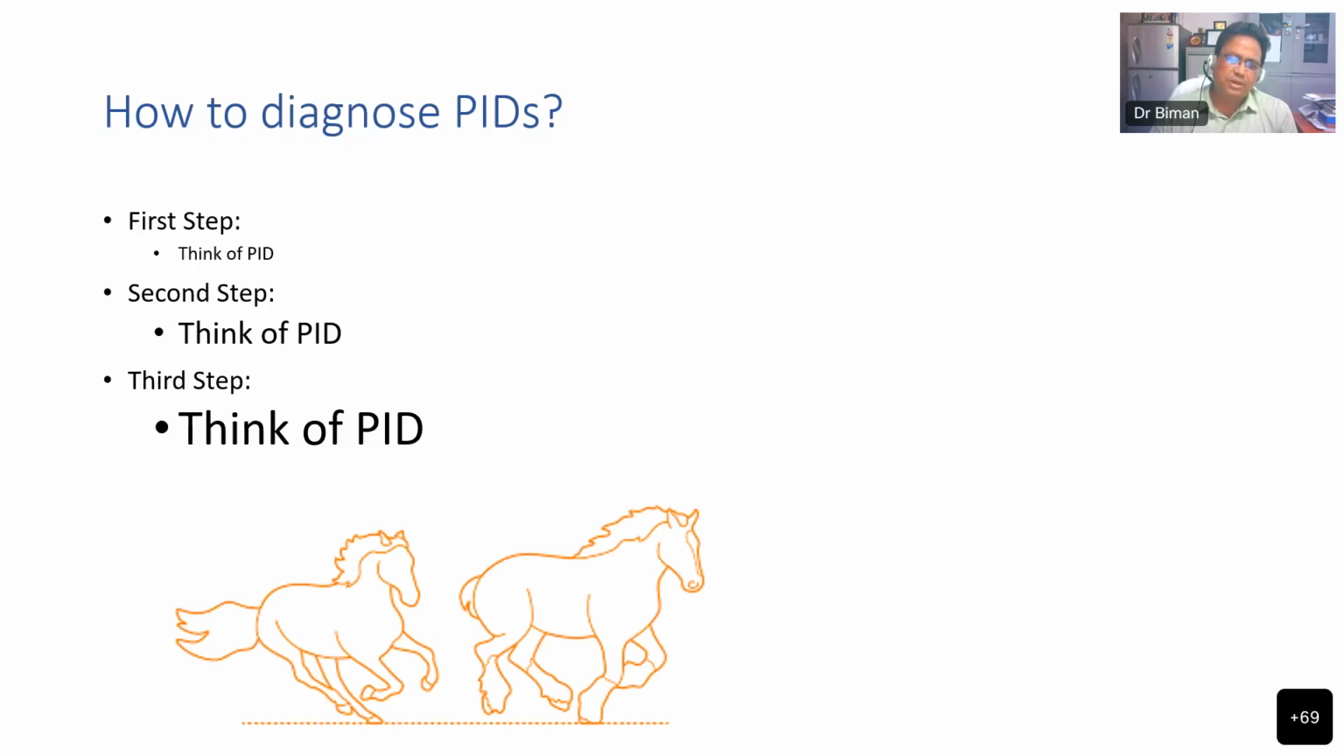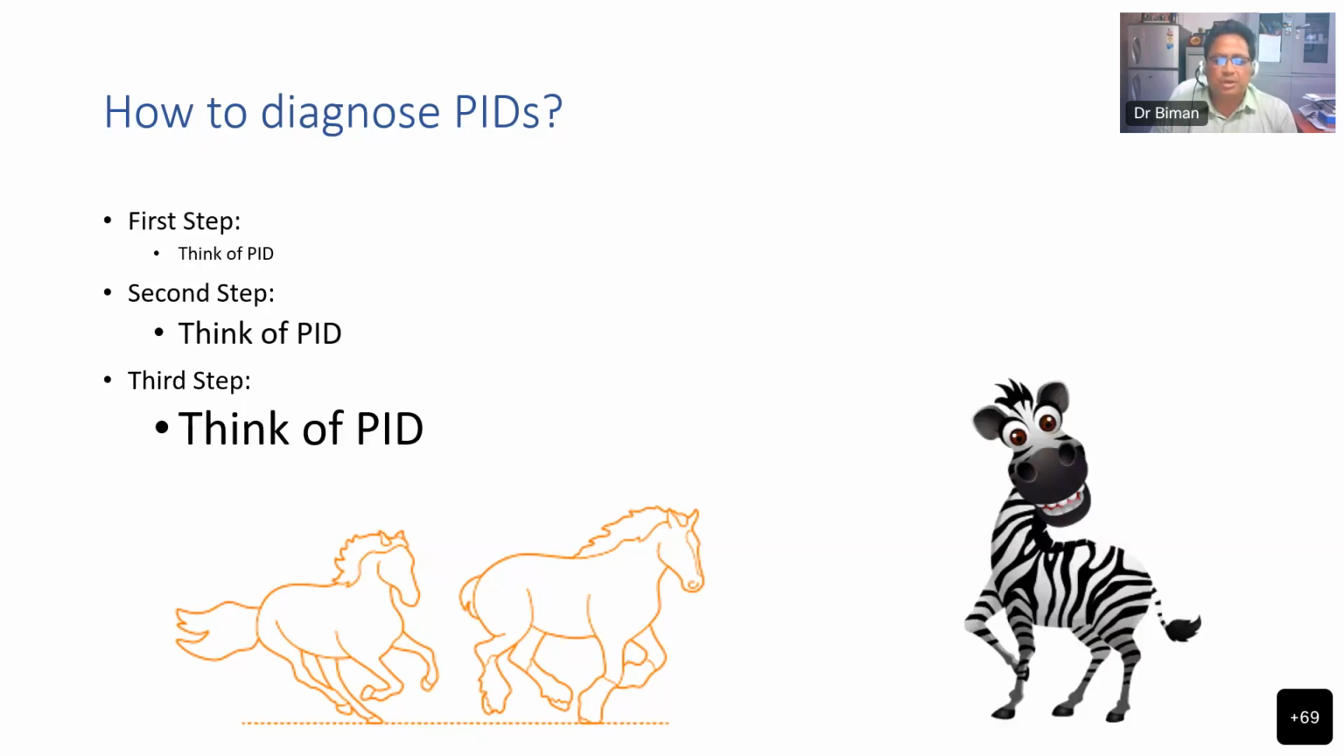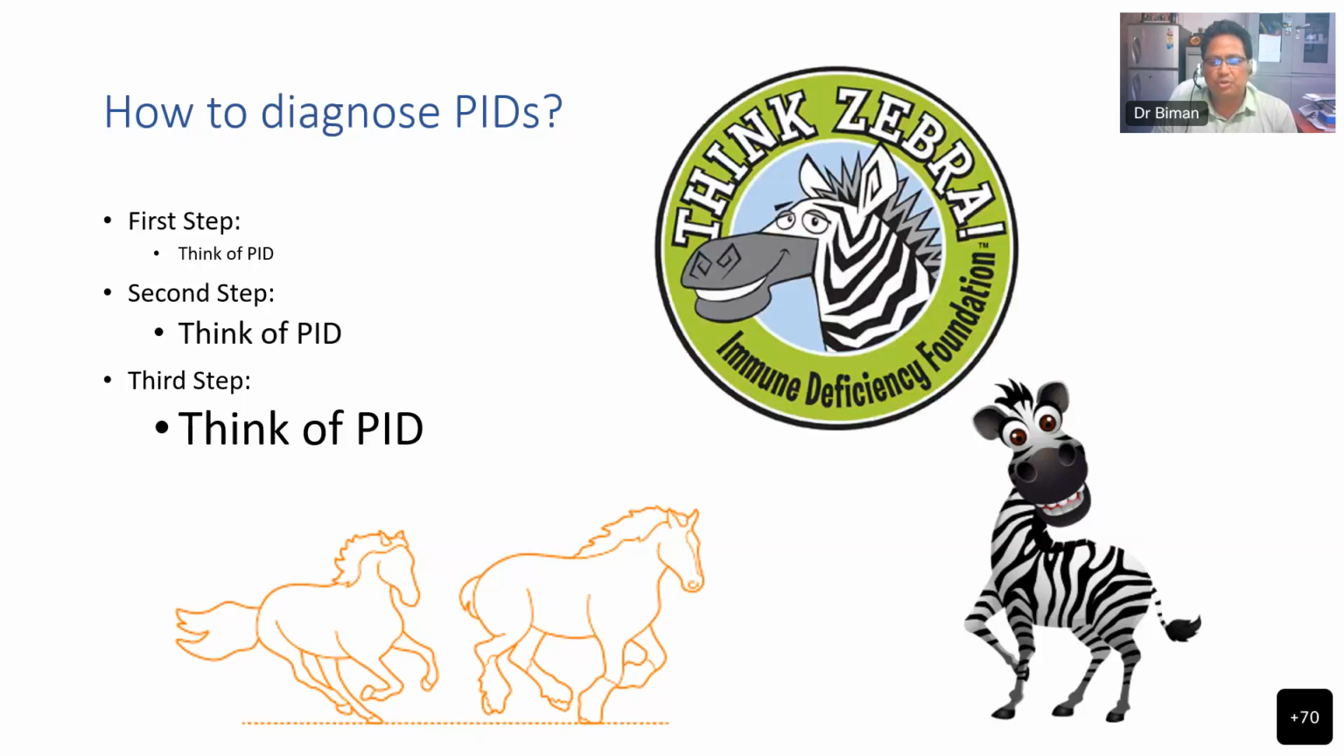Now, when we hear hoof beats, we think of horses. That is our usual practice. But they can also be zebras. So we have to think of the rare things too, because even they are equally important. We have to think zebra, and that's what the Immunodeficiency Foundation says, think zebra. Also, apart from the garden variety of various diagnoses, think of the rare causes, and that's how you diagnose the PIDs.